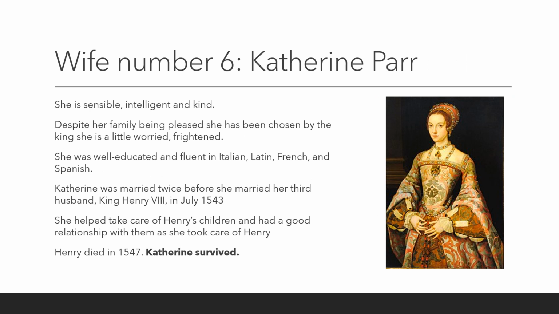And then finally, we've got Katherine Parr, who was very sensible, very intelligent and kind. She was a bit worried when she was picked to be the next queen for Henry. But she was also very well educated, fluent in several languages, just like Henry was. She'd been married twice before she married Henry himself. She was very good at looking after Henry's children. She looked after Henry because by this point he was really quite old and he was struggling with his weight and with his health and all of his ulcers in his legs. And Henry died in 1547, but Catherine outlived him and survived.